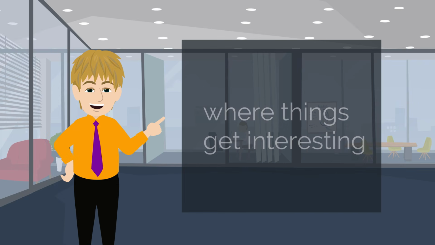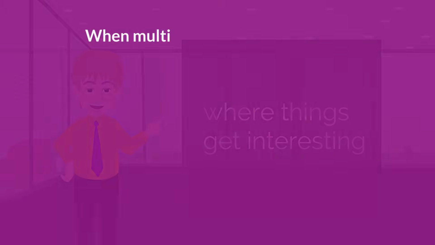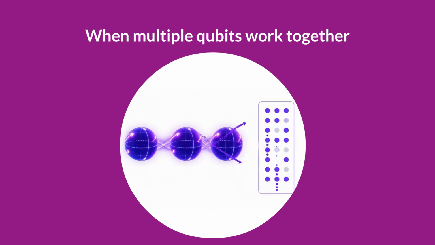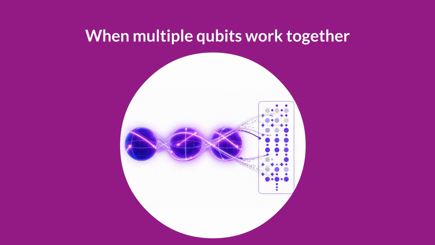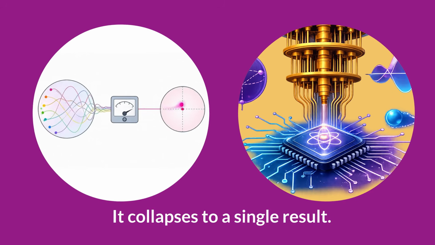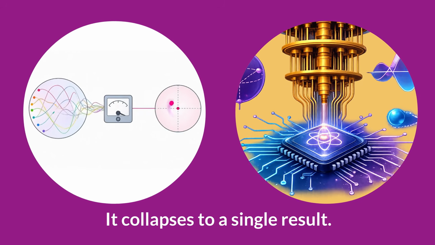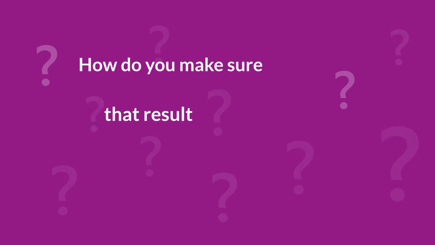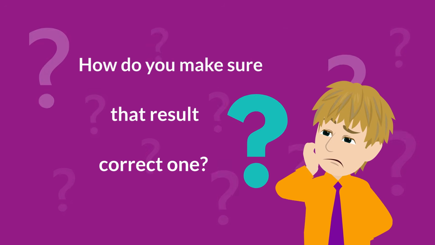Now here's where things get interesting. When multiple qubits work together, they don't just store one possibility. They represent many possibilities simultaneously. But there's a catch. The moment you measure the system, it collapses to a single result. So the real challenge is, how do you make sure the result is the correct one?